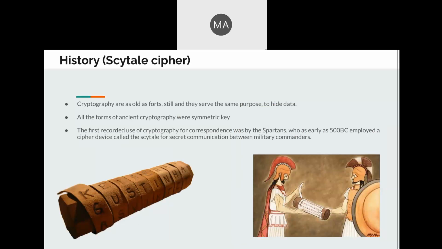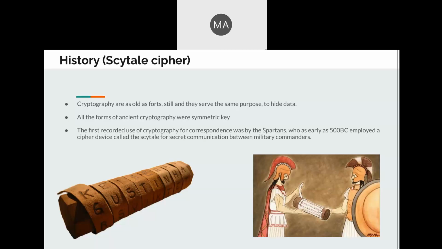And so coming to historical ciphers, now we'll discuss a little bit about cryptography-related history. The effort to secure private messages is as early as the forts. The first recorded use of cryptography was by the Spartans. They used a cipher called Scytale, maybe around 500 BC, to secretly communicate between military commanders. Scytale is a cylindrical tool, as we can see in the left hand side image, and a strip of parchment is wound around it, on which the secret message is written.